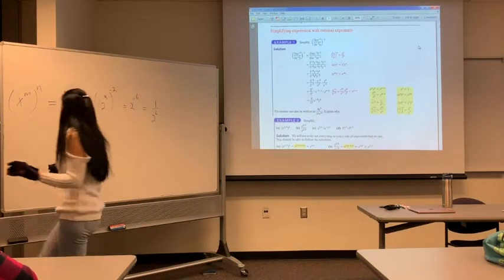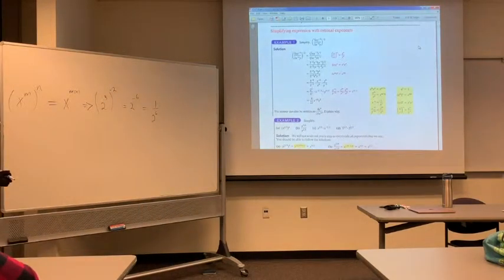So if it came out a positive exponent, would you just leave it like 2 to the 6th power? Yes.